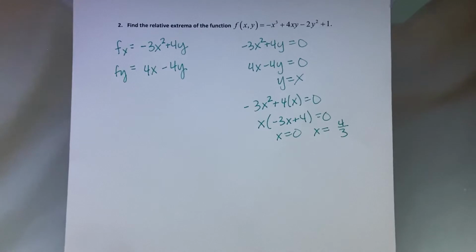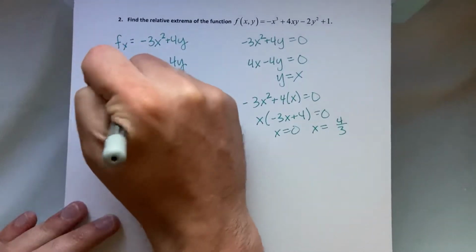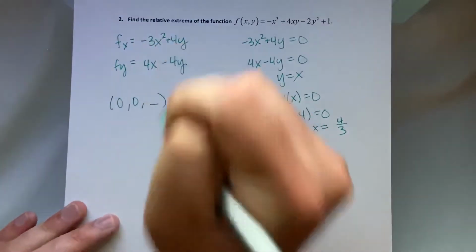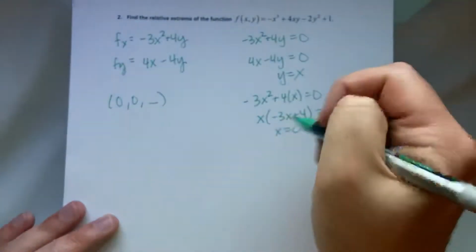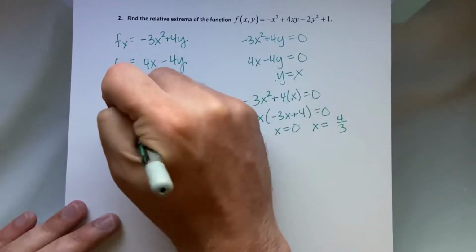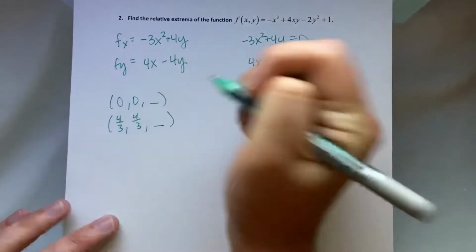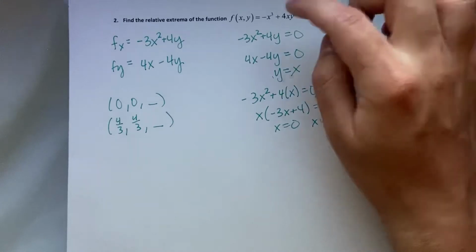Okay, so what does that mean? When x is 0, what is y? Well, we know y equals x. So that means we have the point 0, 0, whatever z is. When x is 4/3, again, we know x is the same as y, because y equals x. So 4/3, 4/3, and whatever the z value is. We need to plug it in to find out if it's an actual max or min, so we can go ahead and plug in those numbers now.